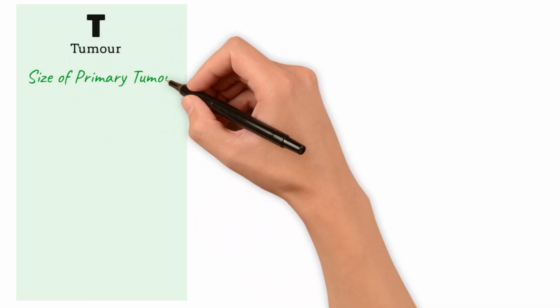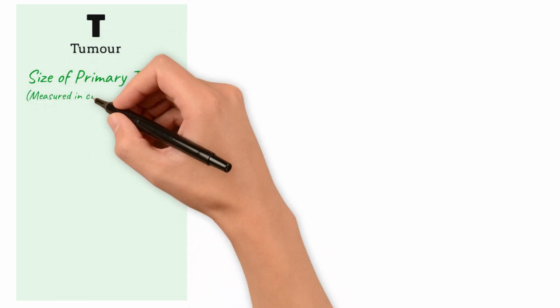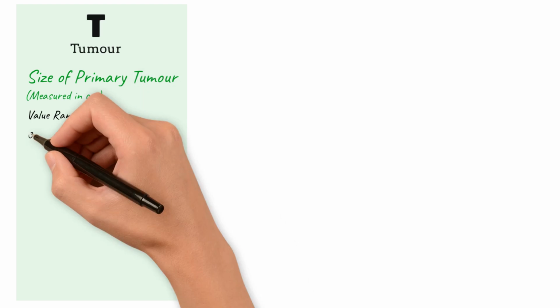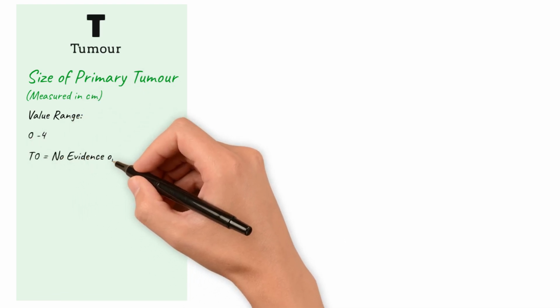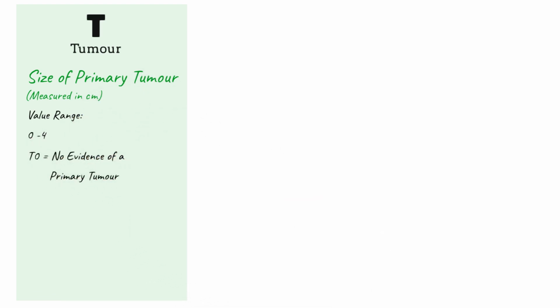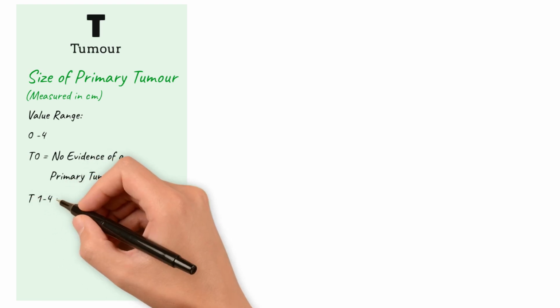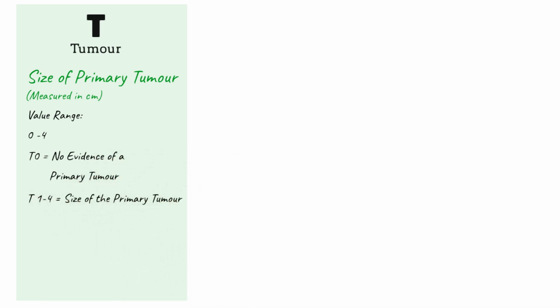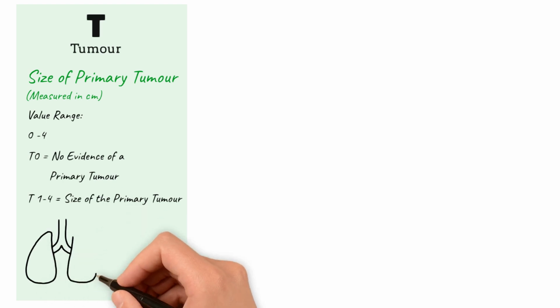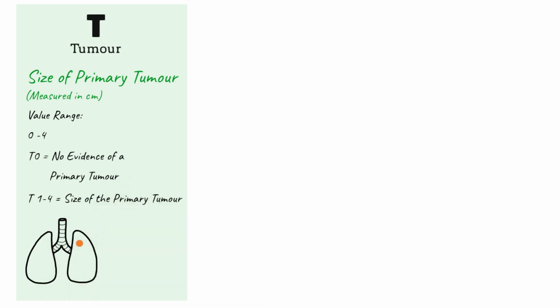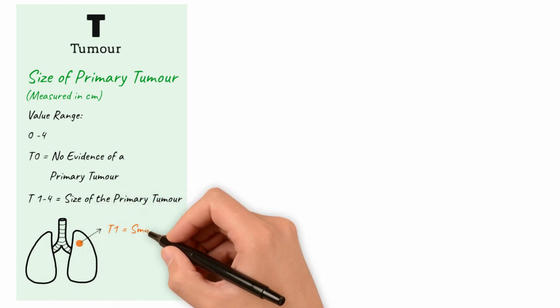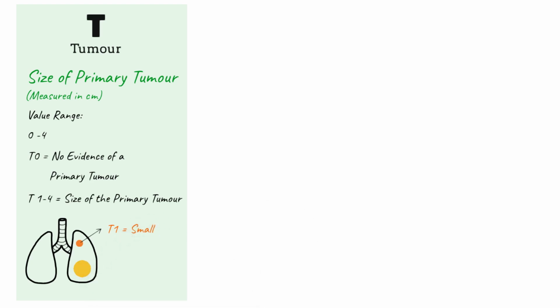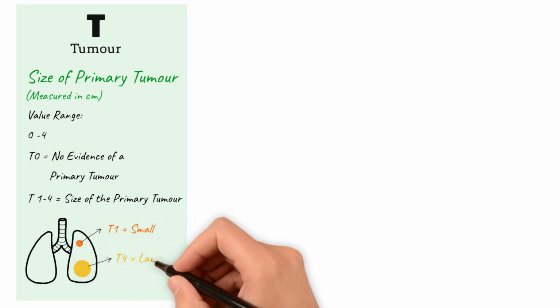Now let's break down the TNM system to learn what each part represents. T stands for tumor. This refers to the size of the primary tumor, and tumor size is usually measured in centimeters and can have a value ranging from 0 to 4. T0 means that there is no evidence of a primary tumor, and when a primary tumor is present, T1 to T4 indicates the size of the tumor. For example, T1 refers to a small localized tumor, while T4 indicates a large tumor. T4 tumors may be so large that they have grown into nearby tissues.